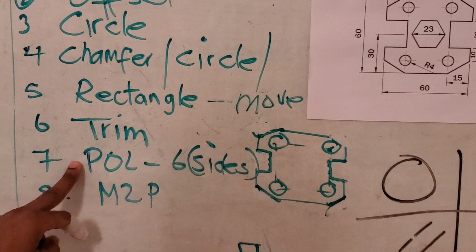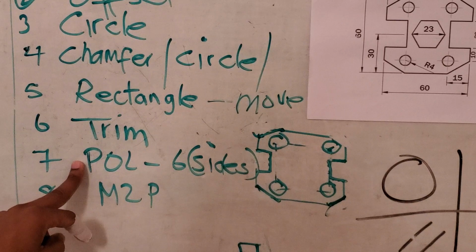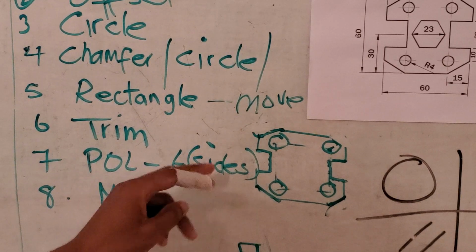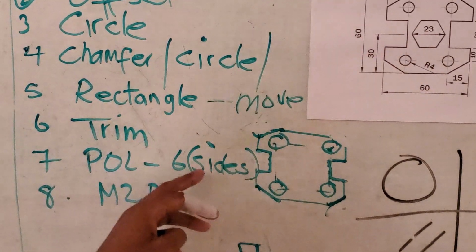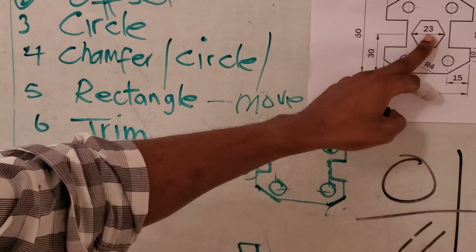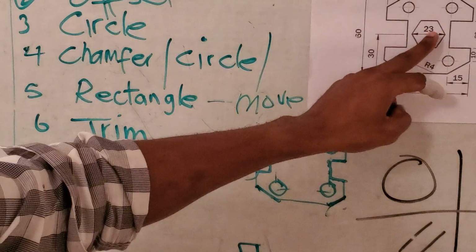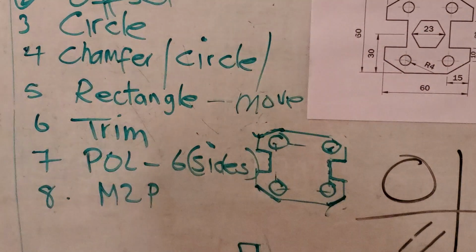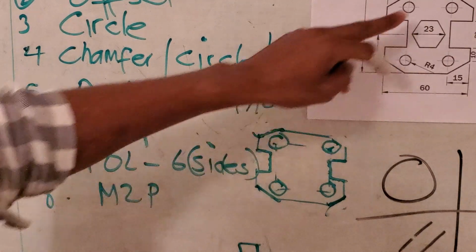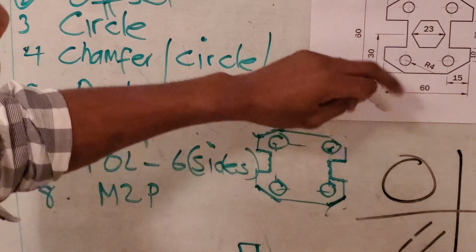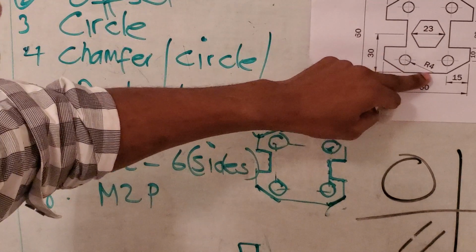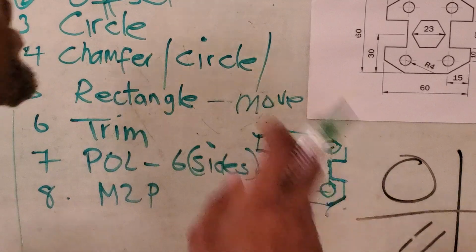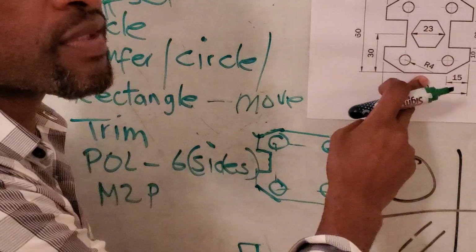We would then use polygon, 6-side, with inscribed in a circle, with the diameter of 23 or radius 12.5 to get this. We would then use middle of 2 points to get the center for where it is located. The middle of the 2 points would be the middle of this point right here, the middle of that point right here. Remember that you must turn on midpoints.